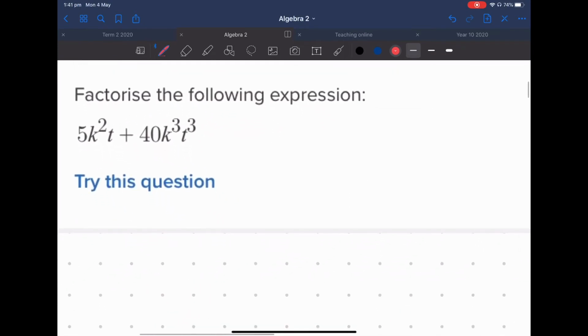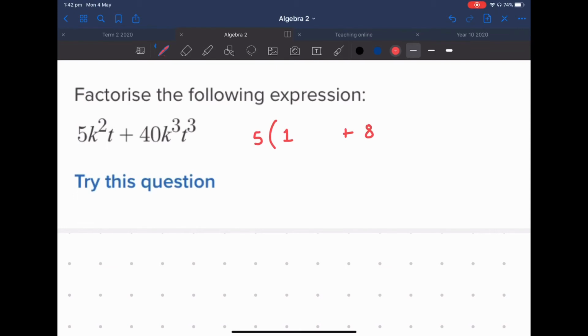So in factorizing, we are looking for two things. We are looking for a number that multiplies into both 5 and 40. The only number I can think of would be 5. And if I was to pull 5 out the front, I'd be left with a 1. Okay, we'll write 1. And if I divided 40 by 5, I'd be left with 8. Okay, so that's the numbers taken care of.